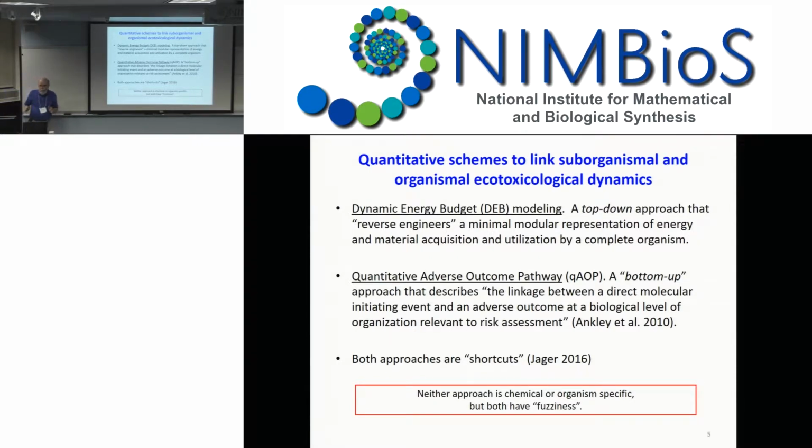Dynamic energy budget models, which I'll describe more carefully in just a couple of minutes, focus on the level of the individual organism. But I've also mentioned that we're concerned in Ecotox, we have to think about how to connect to lower levels of biological organization. And broadly speaking, there are two increasingly used approaches. The first, which I'll talk about, is dynamic energy budget modeling. And you can think of this as a top-down approach that essentially reverse engineers an organism.